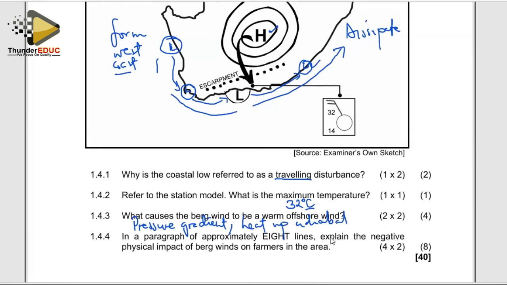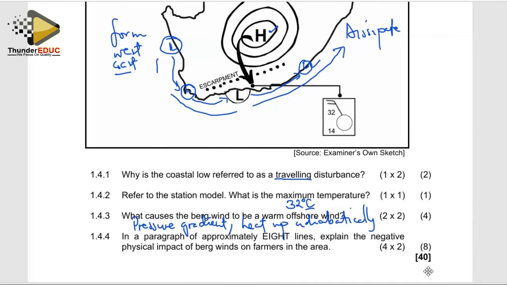They are heated up adiabatically, which means that the changes in pressure result in the rise in the temperatures of the Berg winds. They heat up adiabatically as they descend from the escarpment. That is the reason why they are warm. They warm because of adiabatic heating that happens on the escarpment as the air is descending from the plateau over the interior towards the coastal areas which are lowly elevated. That is basically the reason.